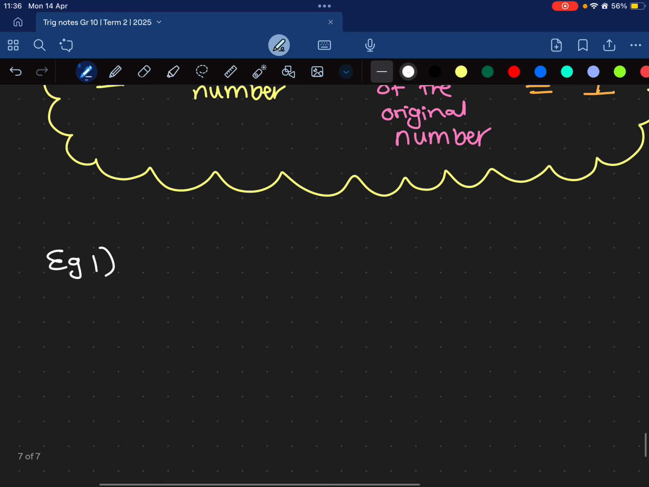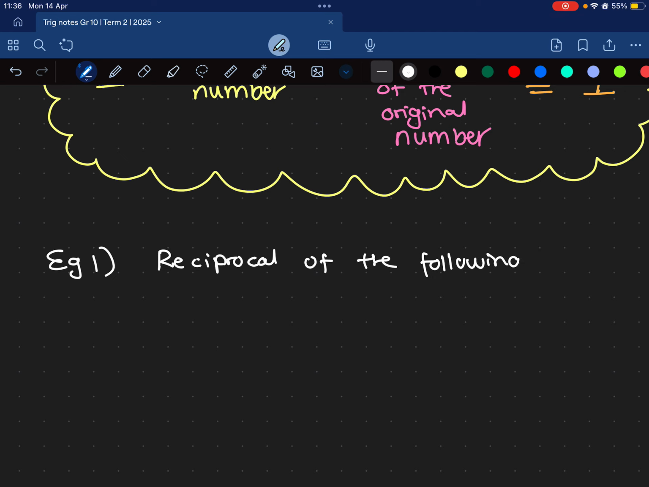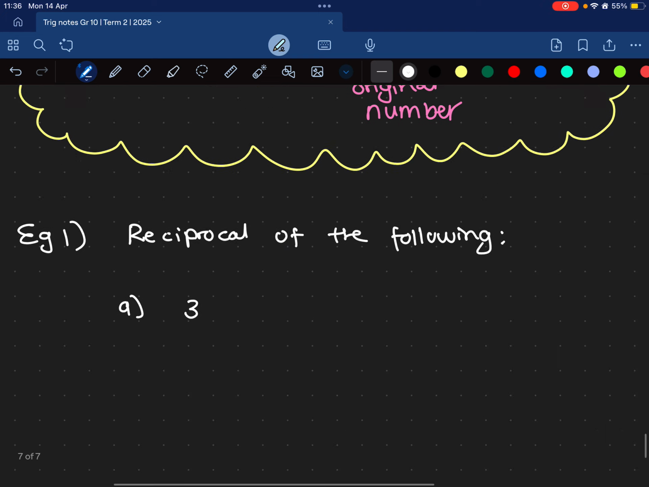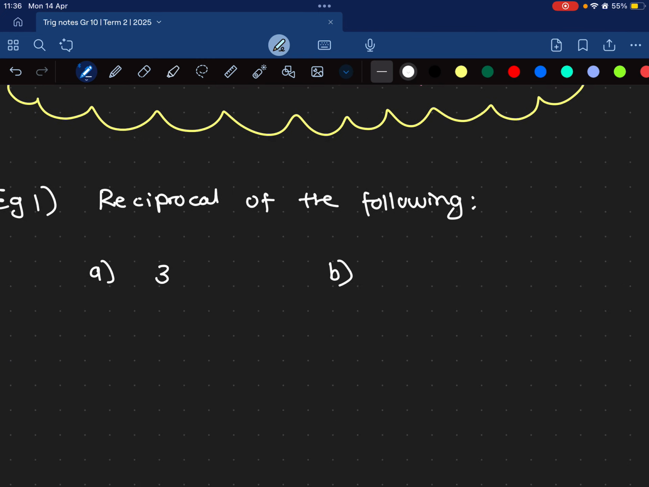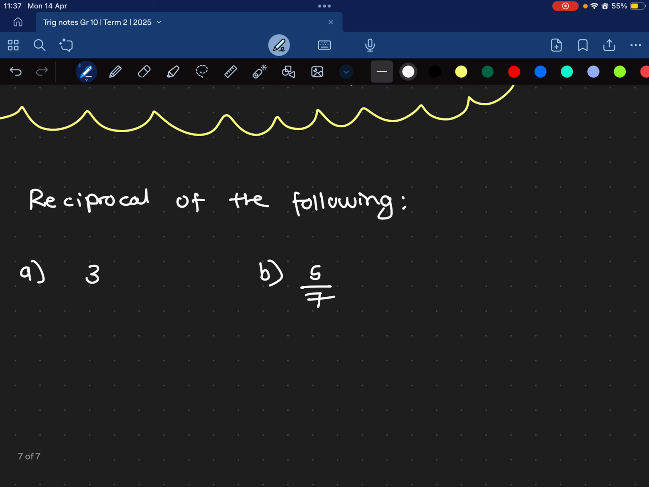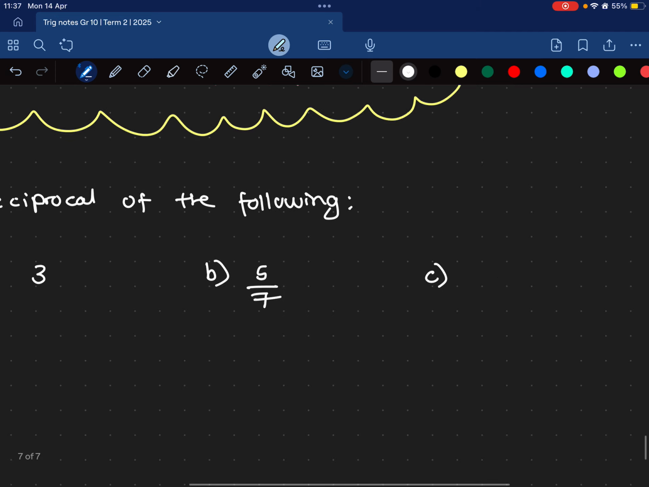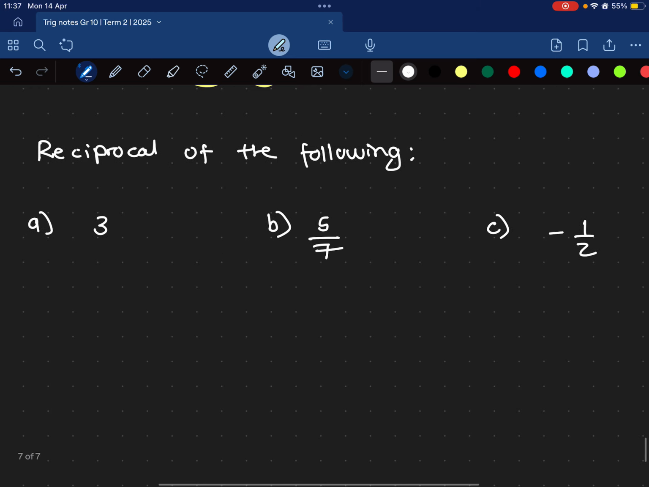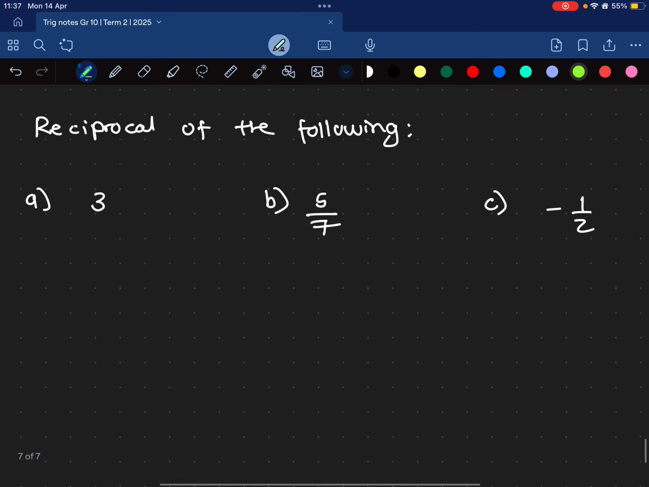So if I ask you the reciprocal of the following, let's look at the number 3, and then we'll also do 5/7, and then let's maybe do negative half. So remember, the goal is to get 1.